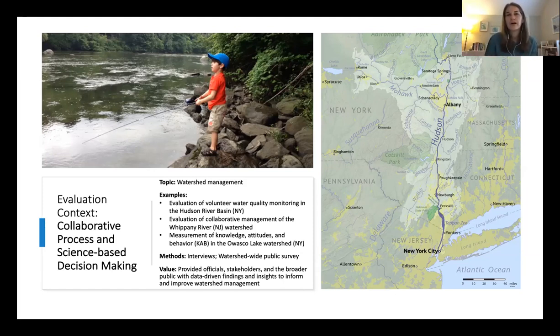So again, evaluative in the sense that it was using qualitative interview data to answer some questions, but really more to tell a story. And in the case of Owasco Lake, we were doing similar things, but telling a story through information gathered through a public survey of the watershed community.